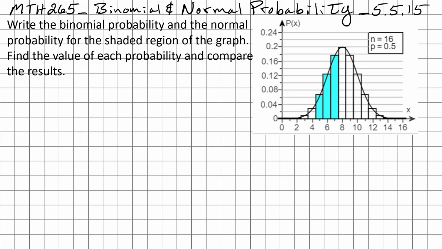Write the binomial probability and the normal probability for the shaded region of the graph. Find the value of each probability and compare the results. We're going to do this manually, and we're also going to use technology, specifically Pearson's StatCrunch, which goes along with the textbook that we're using.